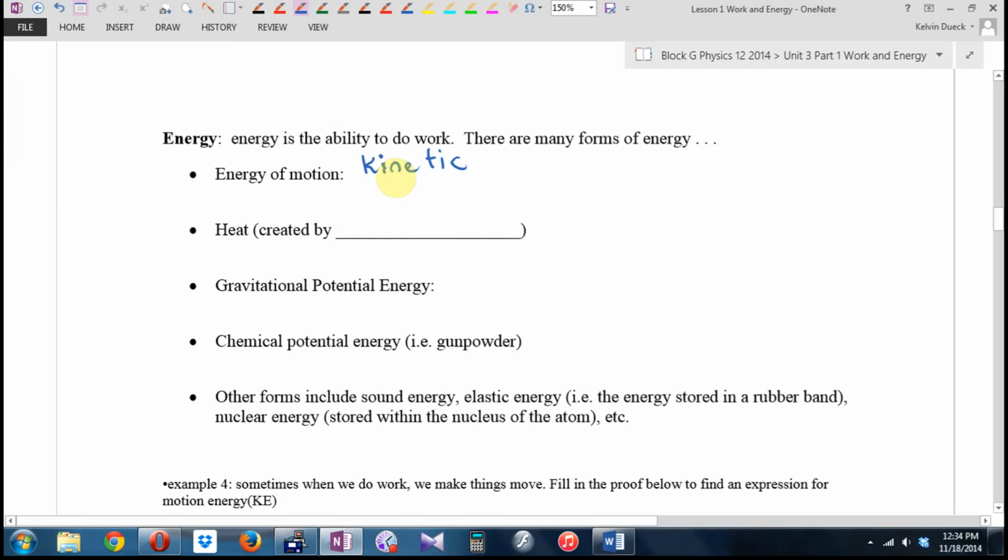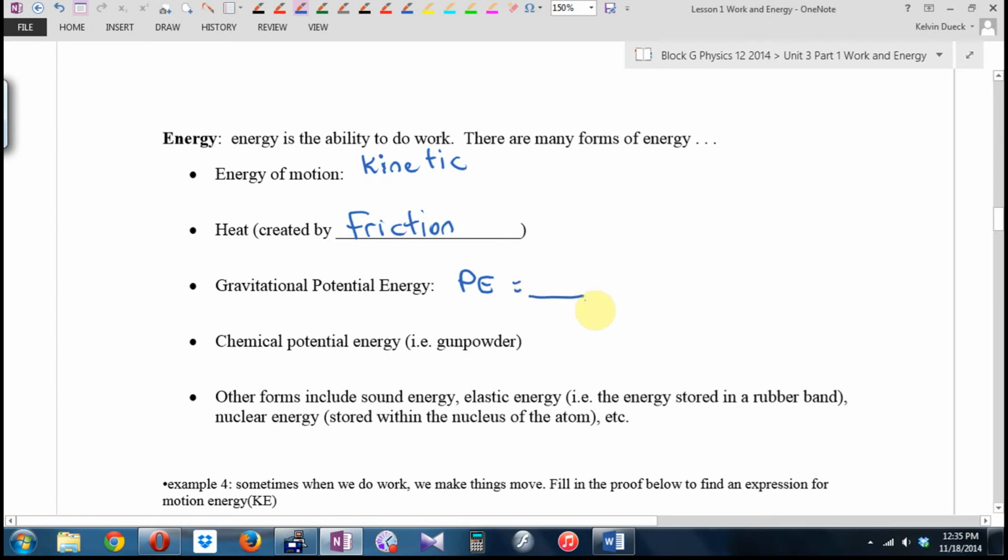Another form of energy is heat, created by friction. Gravitational potential energy, this was the energy possessed by an object due to its position. Usually we symbolize that, or at least I did, as PE. We'll come up with an equation for that a bit later.